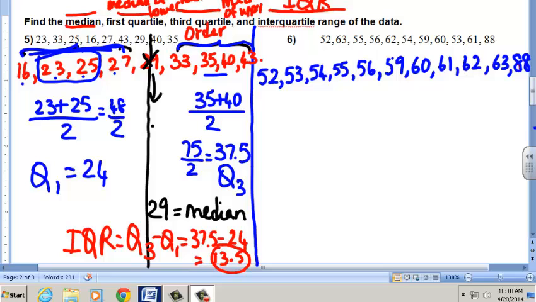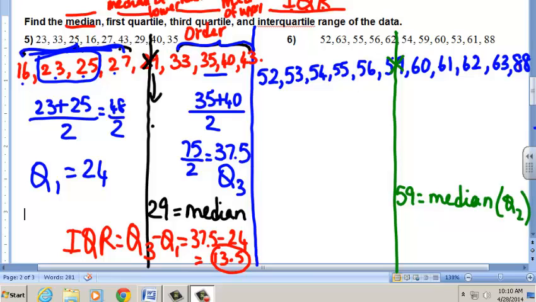So you know that the middle one is the median. 1, 2, 3, 4, 5, 1, 2, 3, 4, 5. So 59. I'm going to draw my line through it to just divide the values. And since 59 falls on the line, I'm going to cross it out. So 59 is the median. Again, all I'm doing is simply finding out the median, which is nothing but Q2, just so you know. That's all it is.